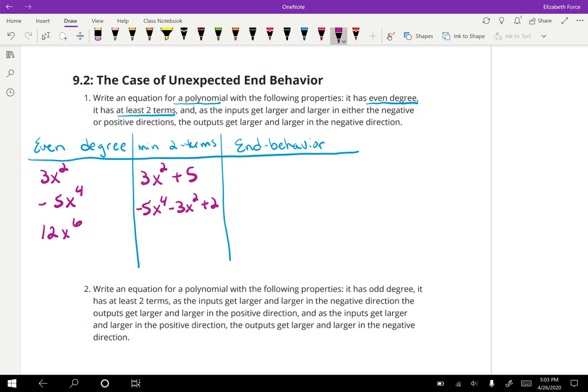And then down here, this could be 12x to the 6 plus 3x. Now don't make it the same, like if I put a 6 there, don't do that because now you go from two terms to one term because those actually can combine. So those are possible examples of two terms. Now the end behavior is the tricky part, so you want to read it carefully.